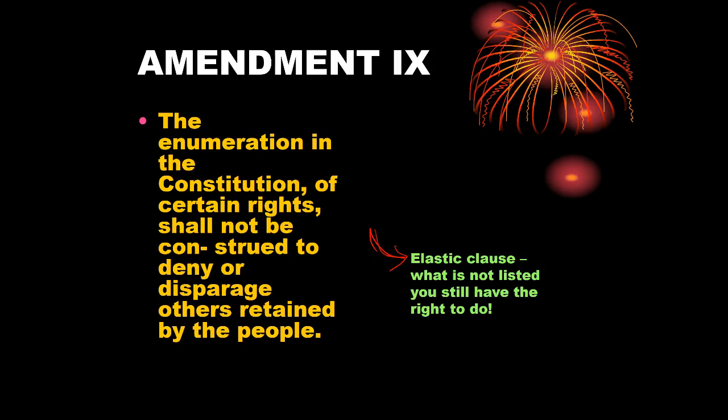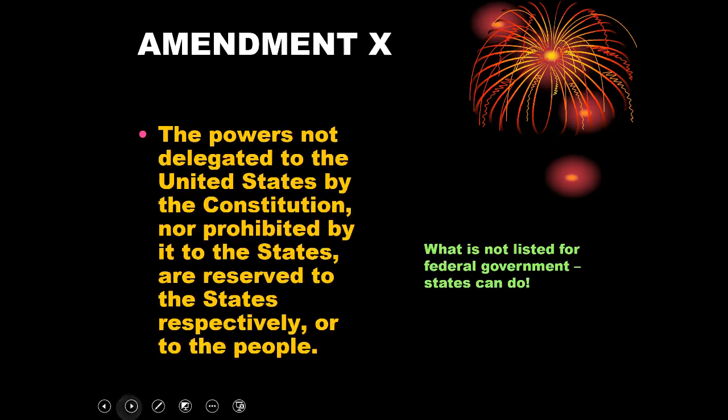It says, just because we've listed your rights, the enumeration in the Constitution of certain rights shall not be construed to deny or disparage others. So you still have the right even though it's not listed. And then Amendment 10: what is not listed for the federal government, states can do. So it's like an elastic clause for states.